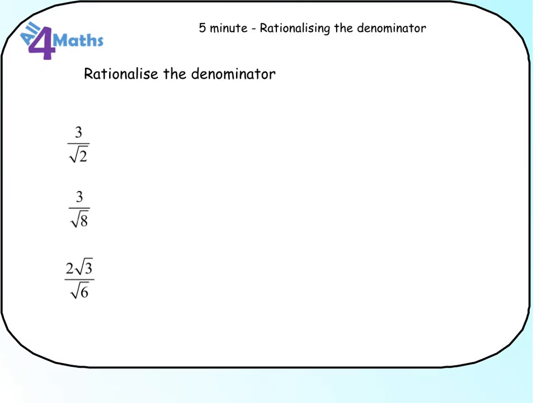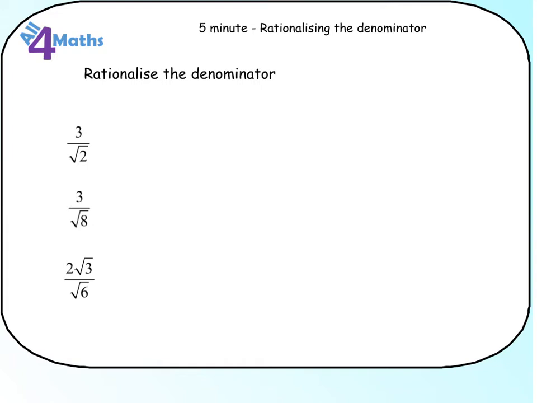In this video we're going to be taking a look at rationalising the denominator. What we mean by that is trying to get rid of the surd at the bottom of the fraction. We're not trying to change the surd into a different value, just making sure that the surd is not at the bottom of the fraction.